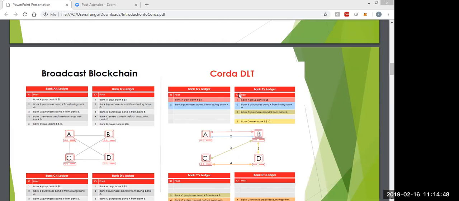Is there any permission? Vinay, we will get into that once we start digging deep into Corda, so I'll get to that point. Let's not jump the gun.